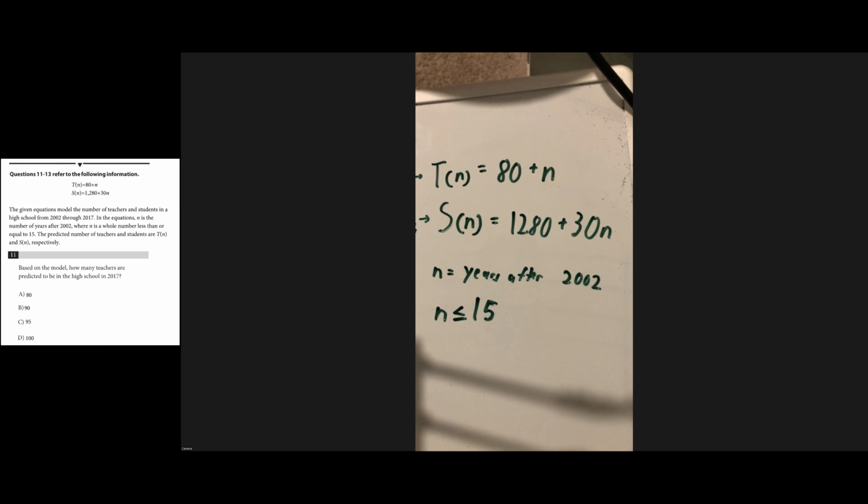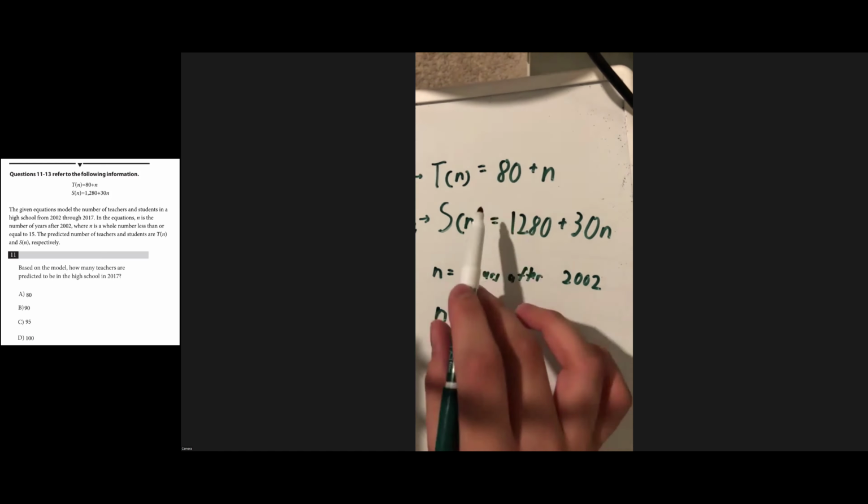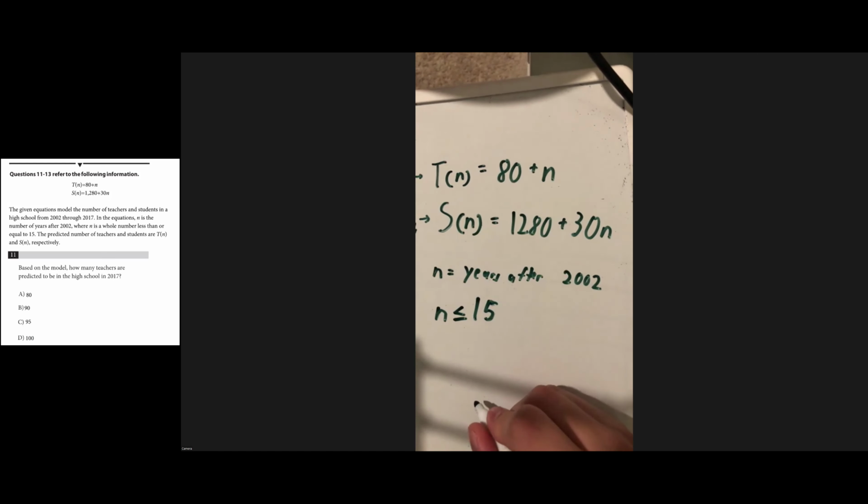Okay, so for question 11, it says, based on the model, how many teachers are to be in the high school in 2017? And so 2017 minus 2002 is 15 years. And so n is equal to 15. And so 80 plus 15 is the number of teachers, which is equal to 95, or answer choice C.